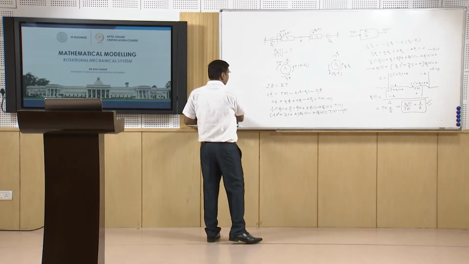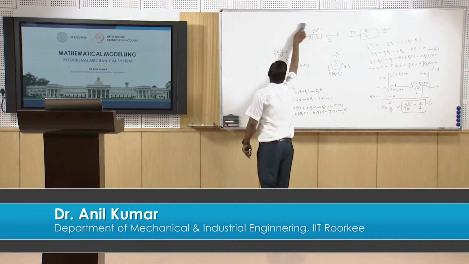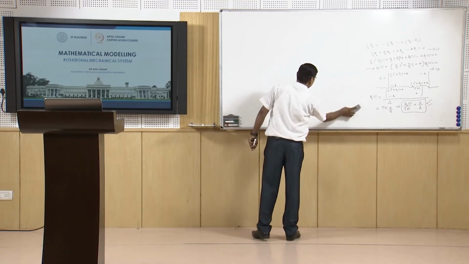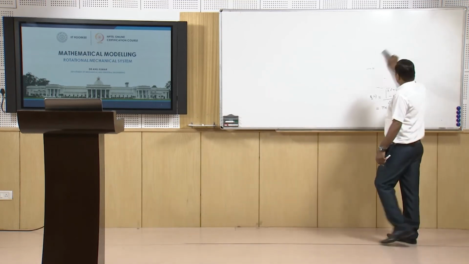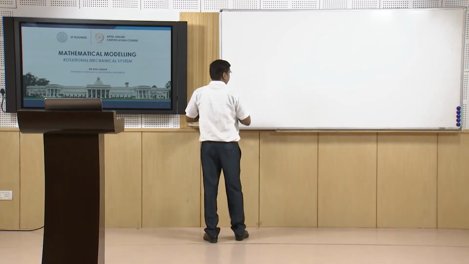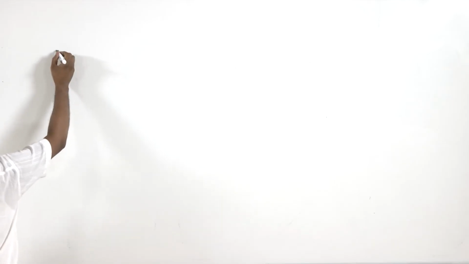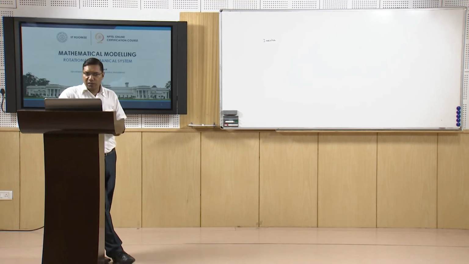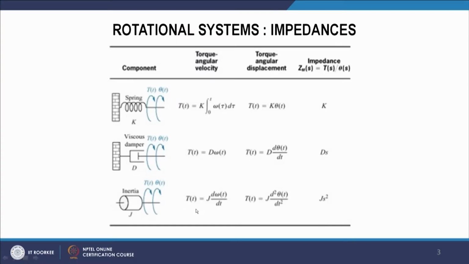Now we have some discussion on impedance. We can represent the impedance of a mechanical system. So the impedance of a mechanical system is represented as the force upon displacement, that is in the S domain. So for example, for the inertia, in this slide, this inertia is subjected to torque and theta, there is the theta degree of freedom. So we can write torque equal to J into d square theta by dt square.